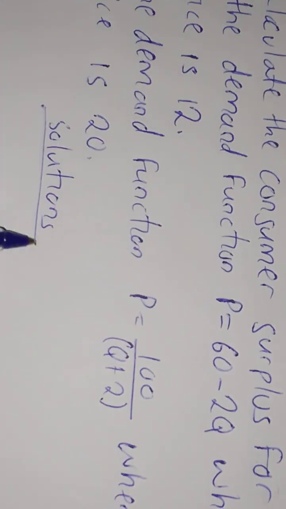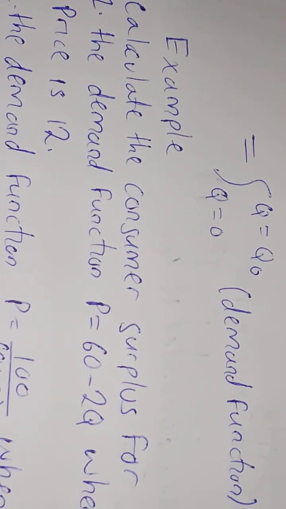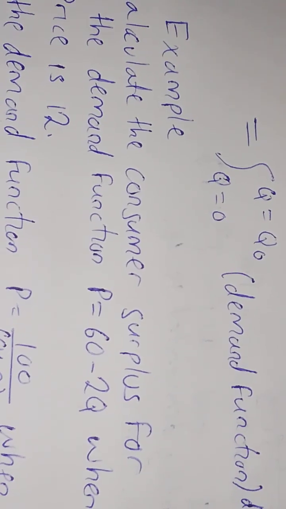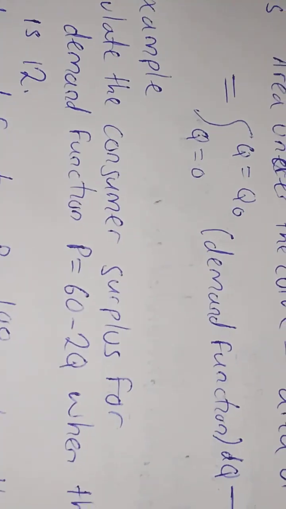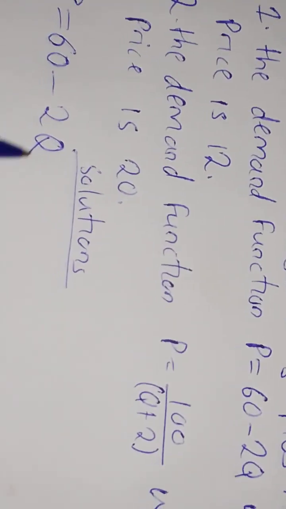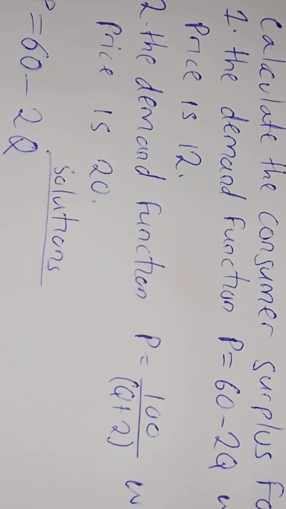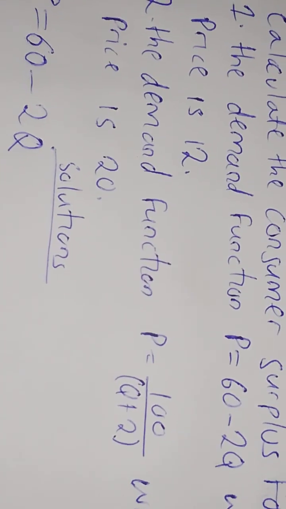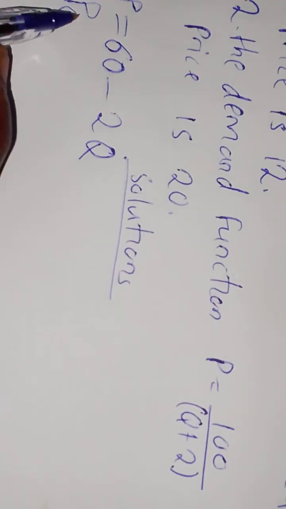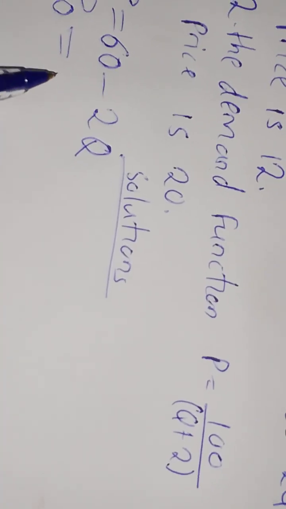So, solutions. We have been told to calculate the consumer surplus for the demand function P is equal to 60 minus 2Q. So this is our data. We have a demand function when the market price is 12. So what is the market price? We said our market price is given by PO. So PO is equal to 12.